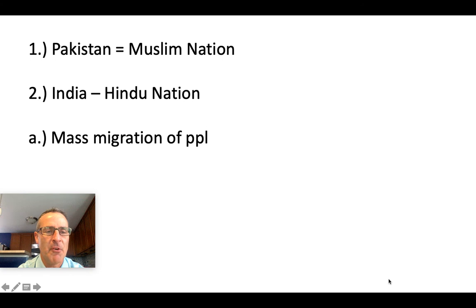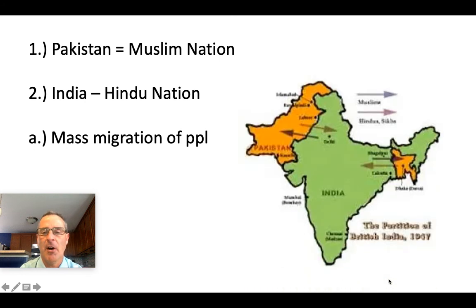And so again, if you're in Pakistan today, it's a Muslim nation dominated by Muslims. If you're in India, it's a Hindu nation. But this partitioning that the British came up with really caused a mass migration.